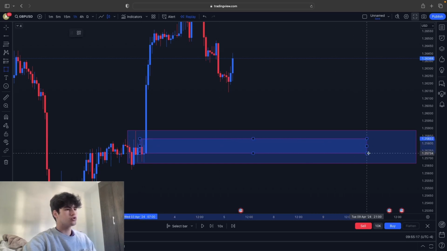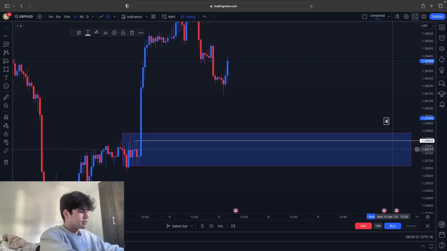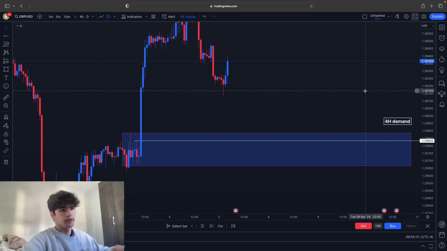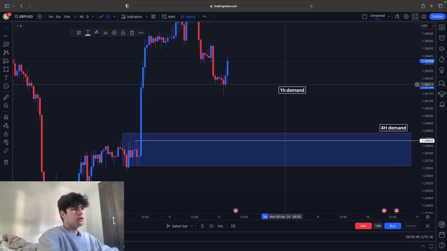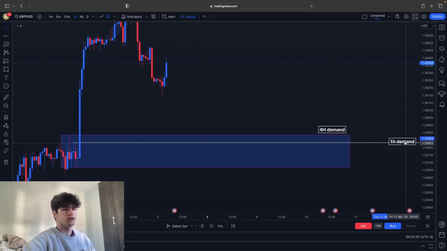I'm not going to draw it like this because it's going to get a little bit messy. I'm just going to put a line for you guys. So right there, the main one is a 4-hour demand. This box is the 4-hour demand, and then we've got a 1 hour demand, which is the first white line right there.